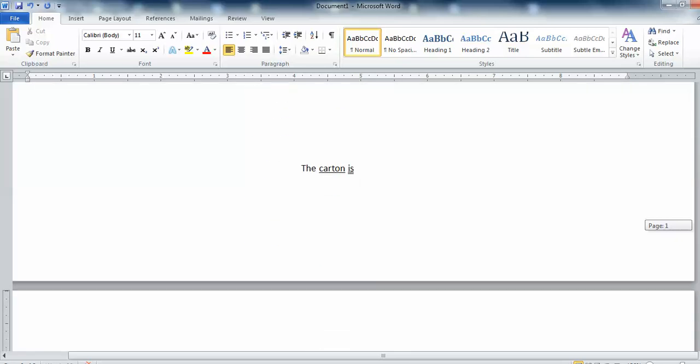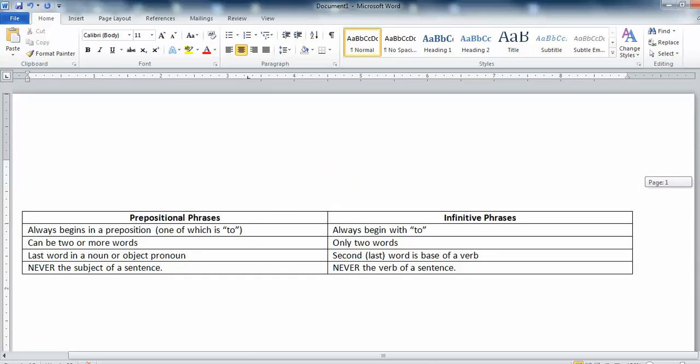So this is what the is: an article, or you can also call it an adjective. It's not the subject of the sentence. The subject is carton, which is a noun, and the verb is is. So that's all I want to tell you right now about prepositional phrases and infinitive phrases.